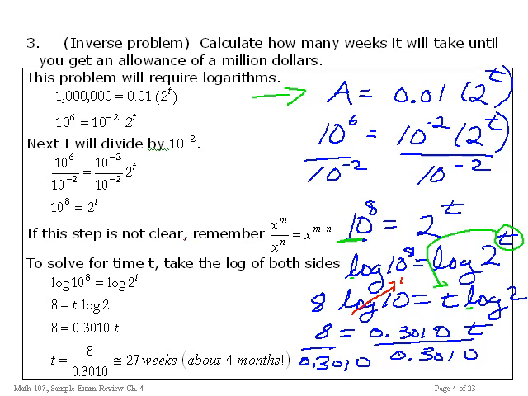Log of 10 to the 8th is just 8. The log of 2 to the t is t times the log of 2. Log of 2 doesn't just vanish from the problem, but you can find its number in the reference section. It's 0.3010. If you don't find it there, you of course can still divide by it.